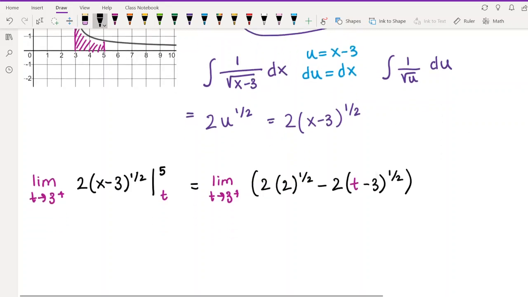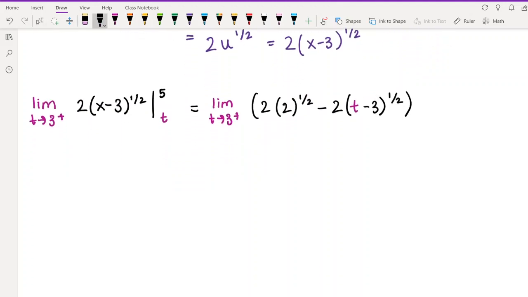So the first part is just going to be 2 root 2, right? There's no t in there, and 2 to the 1/2 is just the square root of 2. So we're going to get 2 root 2 for the first part.